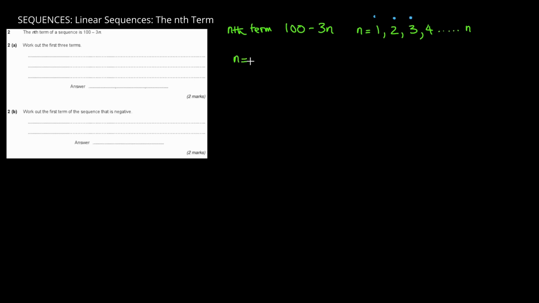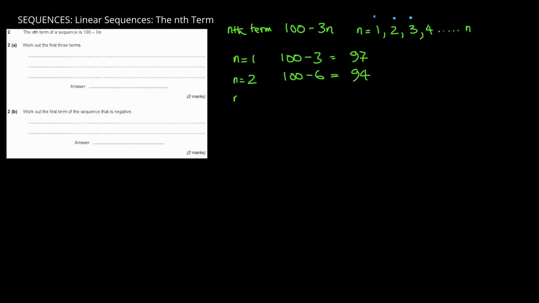Okay, n is equal to 1. We get 100 minus 3, which is 97. So I'm expecting this to be linear. And once we've got the first drop, we can then predict the next answer. So n is equal to 2. We get 100 minus 6, and this is 94. A drop of 3. I am predicting the next answer will be 91.